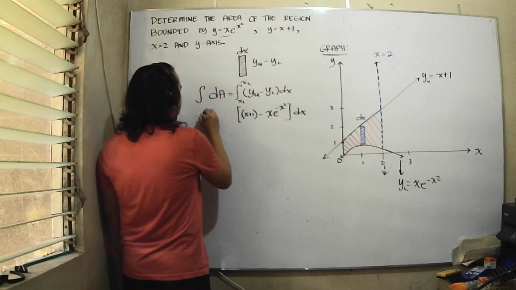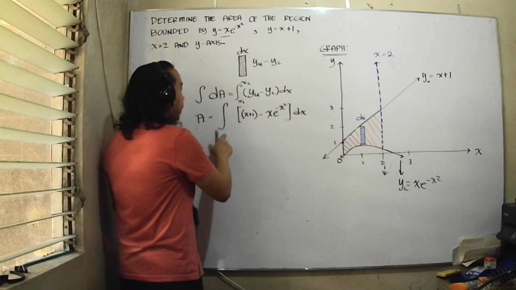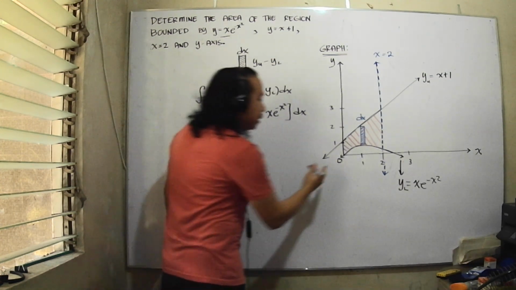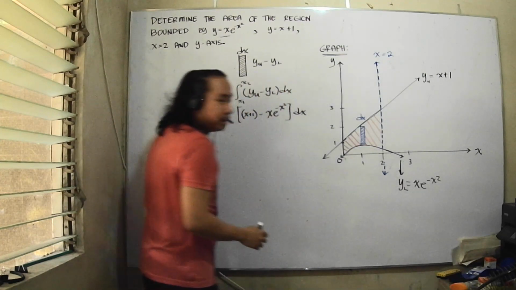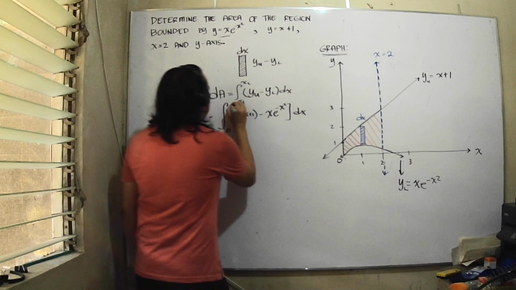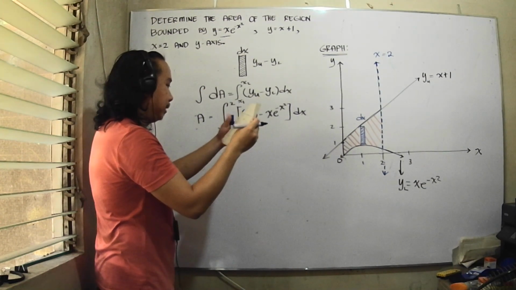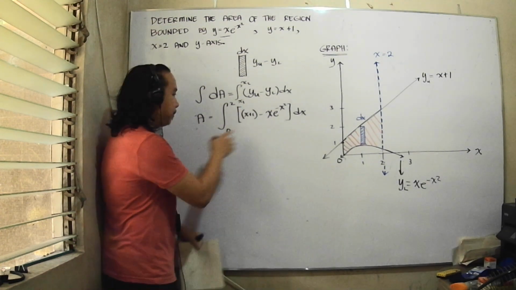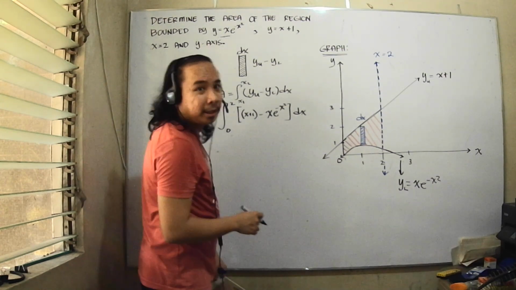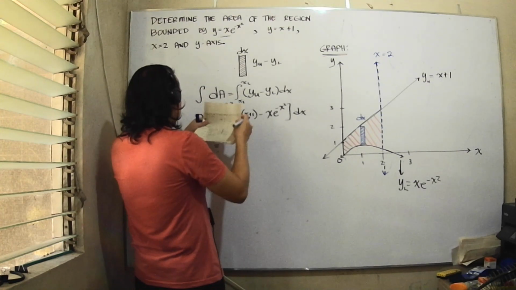Okay? So area therefore would be equal to the integral of x1 to x2, in which our choice of x1 we will look at. This area starts at x equals 0. It ends at 2. Okay? From this, you can set your calculators to radian mode so you can get the correct values, okay? Not degree.